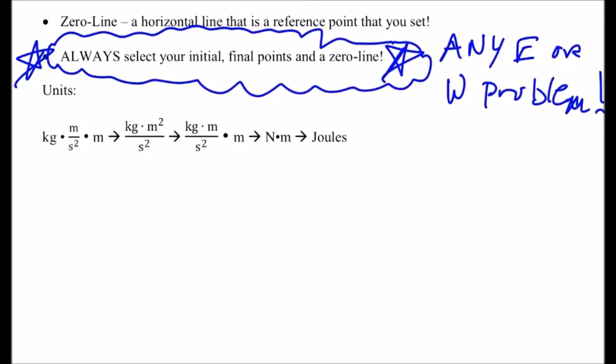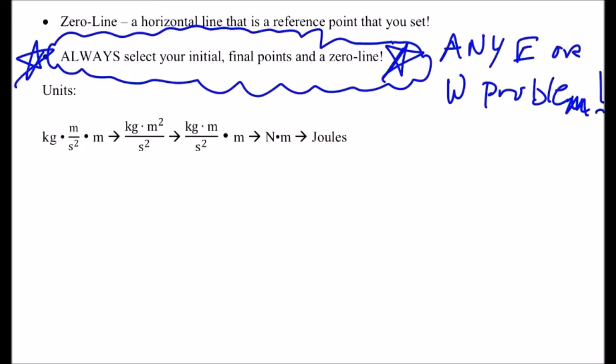You must always select an initial point, a final point, and a zero line. Without those three things, you cannot work an energy or work problem. Just like without the axis of rotation, you can't work a torque problem. Right? Okay, so here we are looking at the units of mgh. Mass, of course, is kilograms. G, acceleration due to gravity, meters per second squared. And h is a distance or a height, that's meters. So again, we're going to get our kilograms meters squared per second squared, which is newtons times meters, which is newton meters, which is joules.